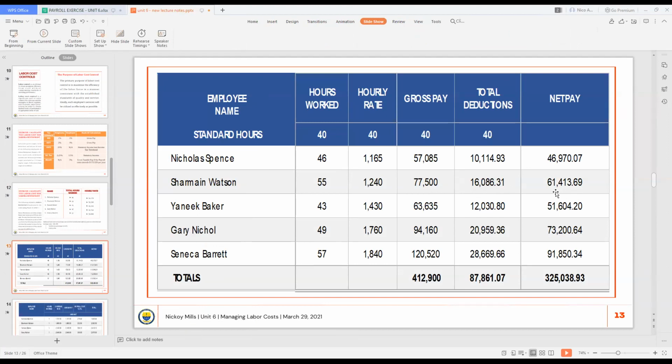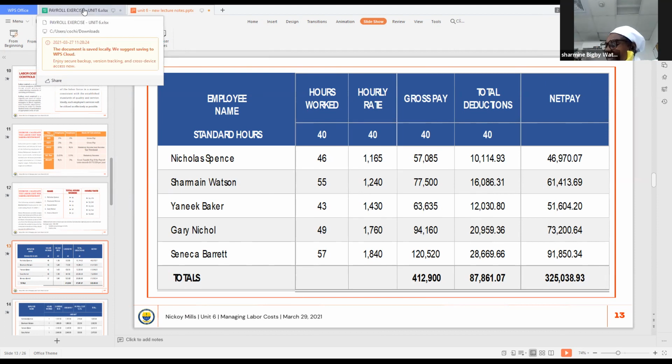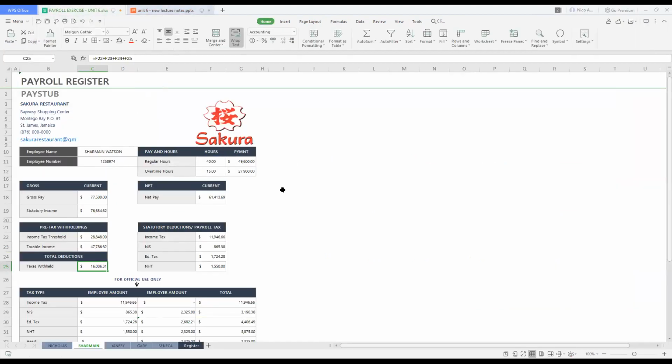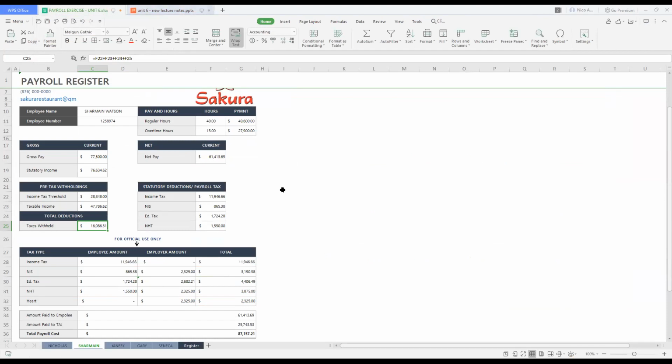$16,086.31, and that would make her net pay, which is the $16,086.31 minus the $77,500, gives you $61,413.93. Not 93, 68 cents. It's 69 cents, because it's 31. Yeah. It's 16,086.31, so it couldn't be 30. It has to be 39.